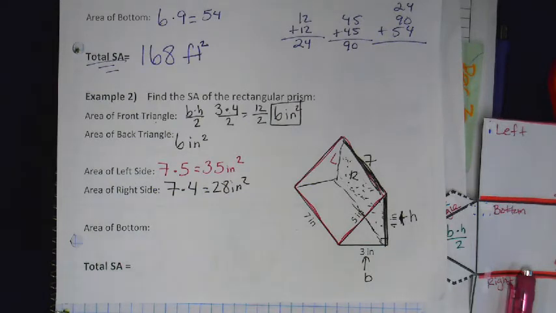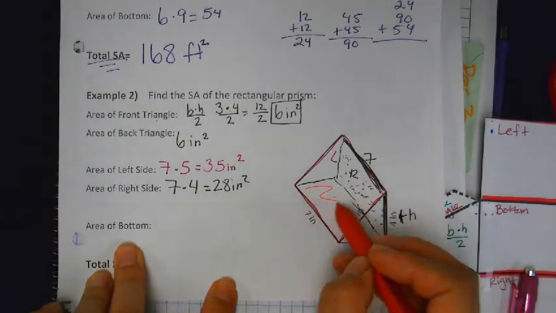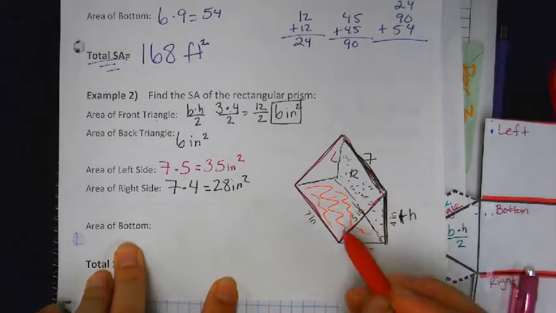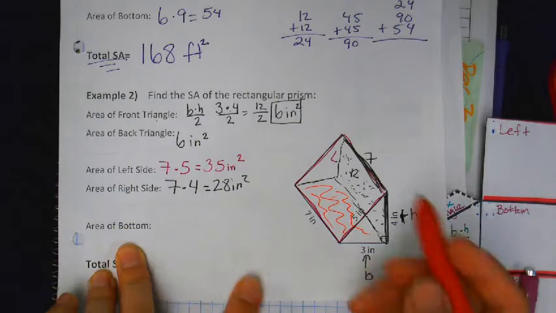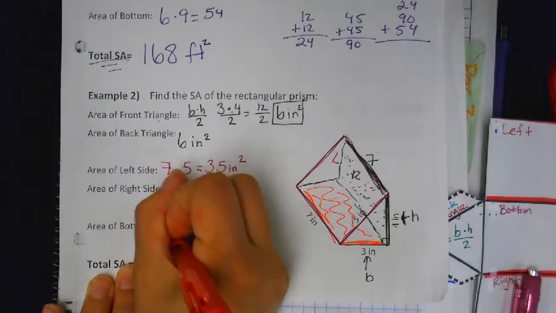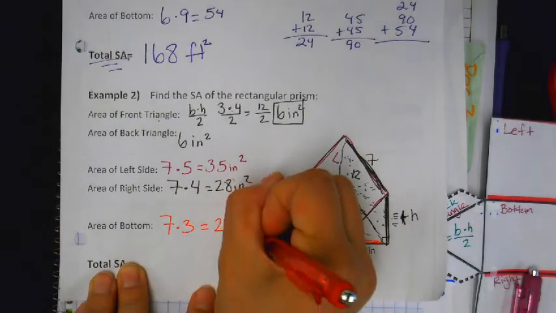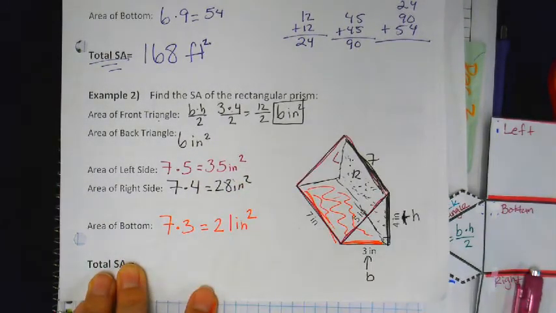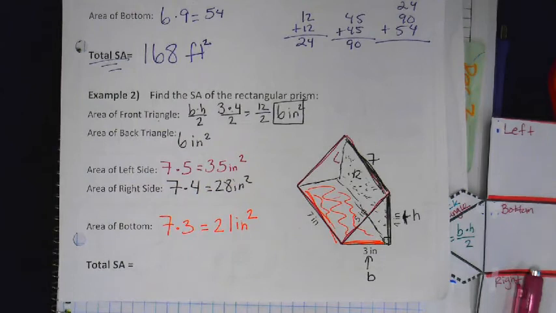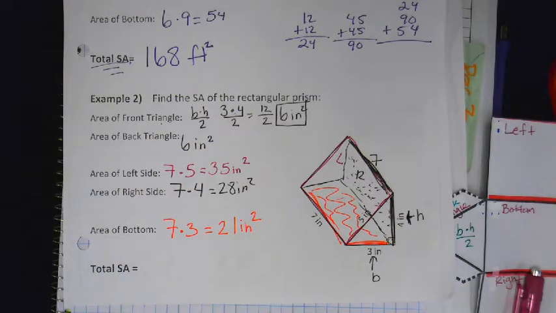Okay, what are we missing? Bottom. So that's this part right here. There's some squiggly lines to show you the bottom, right? On 7 and then 3. What's 7 times 3? 21 inches squared. Do I divide by 2? No, because what kind of shape is this? A rectangle. Okay? My fear is that all of you are going to divide by 2 every single time. And it's like, oh, no.